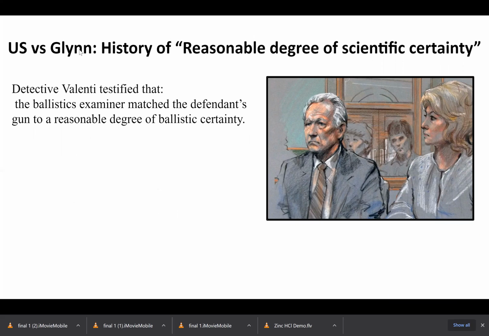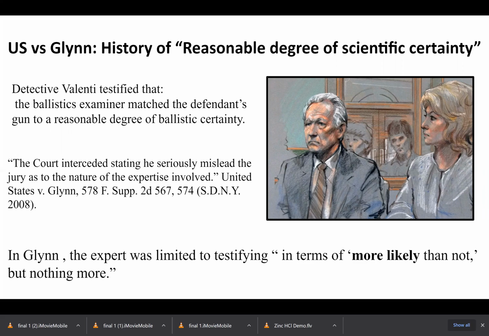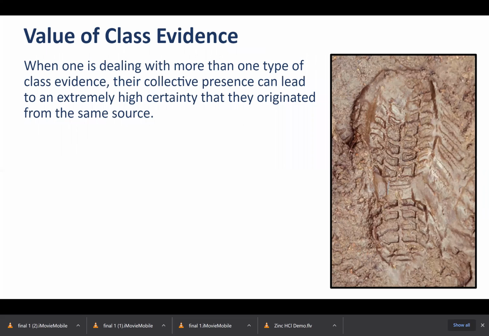So there's this case, U.S. versus Glenn, is the history of reasonable degree of scientific certainty. A detective Valenti testified that the ballistics examiner matched the defendant's gun to a reasonable degree of ballistic certainty. The court interceded, stating he seriously misled the jury as to the nature of the expertise involved. In Glenn, the expert was limited to testifying in terms of more likely than not, but nothing more. So the wording is very specific there.